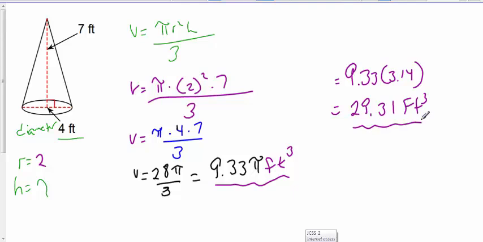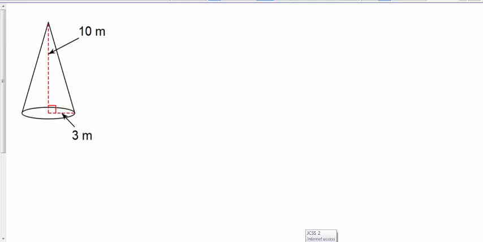So there's those particular work for this particular example. So let's do the next one. Again, we need to pull out a radius and our height, because those are the two inputs that we're looking for. So volume equals pi r squared h all over 3.